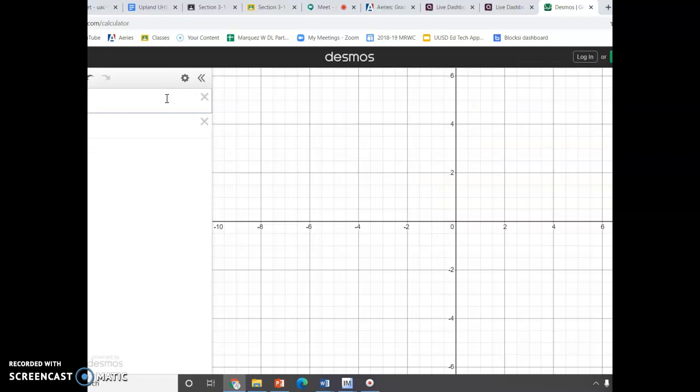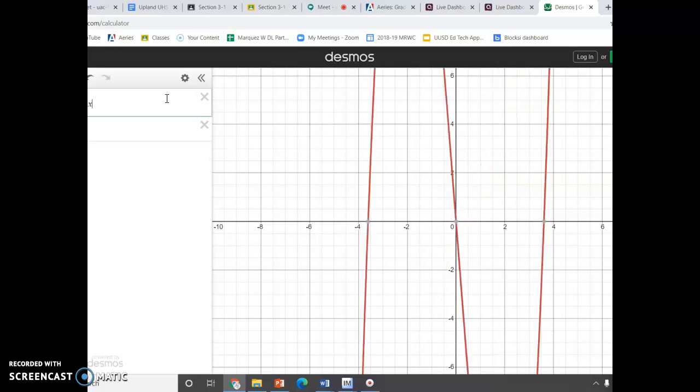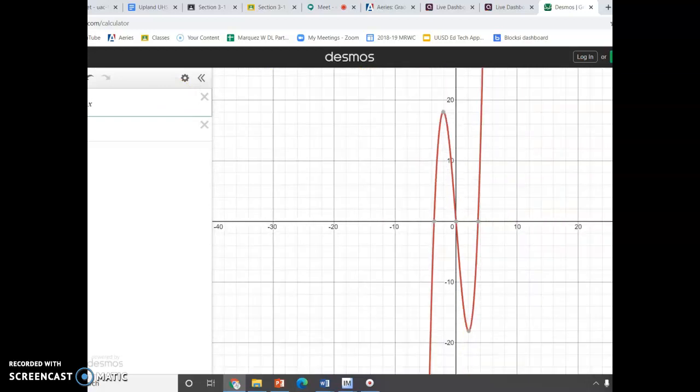All right, and so if we plug in x to the power of 3, and then we have plus 2x, and then we have minus 15x, we get this graph here. So if I zoom out a little bit, I notice at about negative 2, I'm at 18, and then at positive 2, we're down at negative 18.